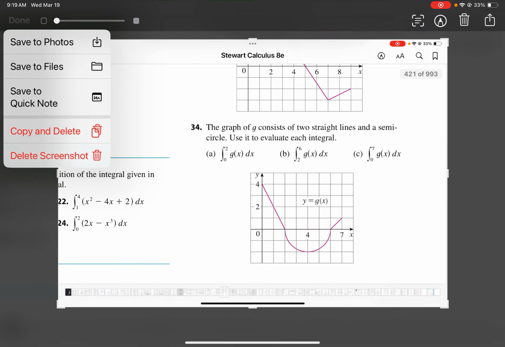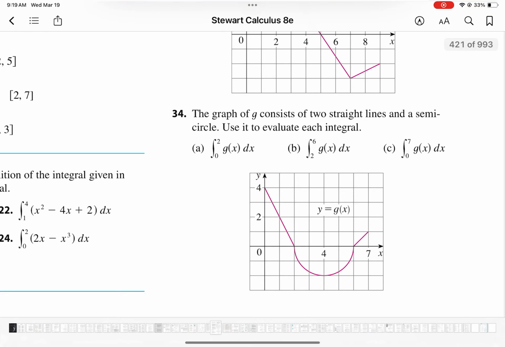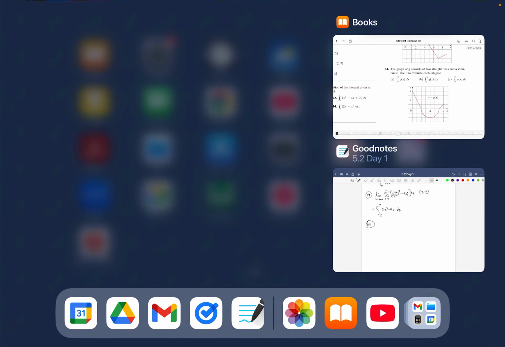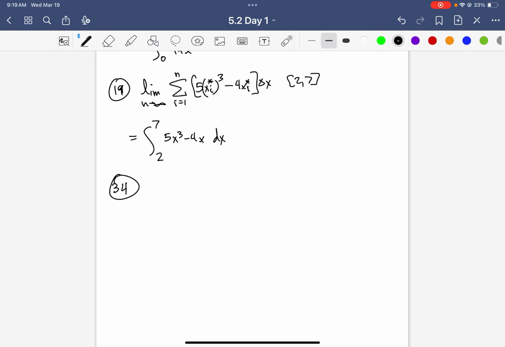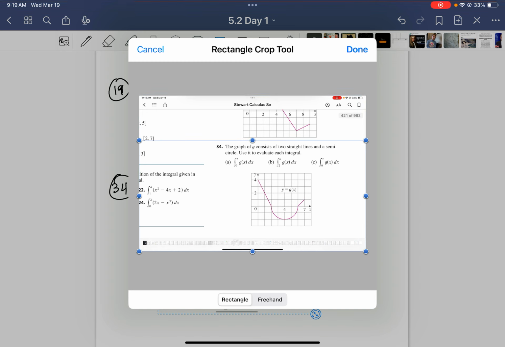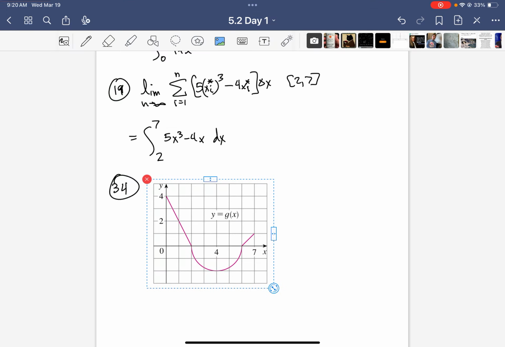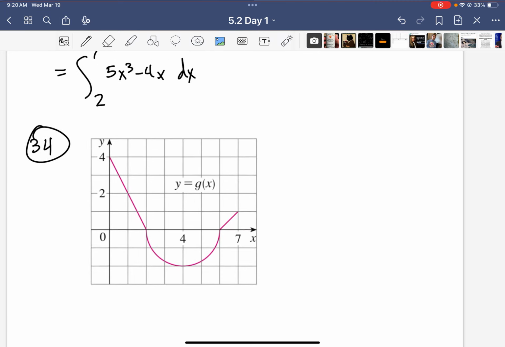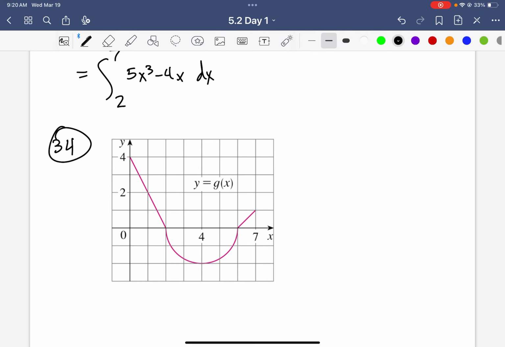And let me copy, delete, break, and then boop, boop. Here's 34. Let me crop that for you. So here's the picture. I'm just going to zoom in on the picture so that for the video, YouTube doesn't flag it for copyright, because we're just using a picture, man.